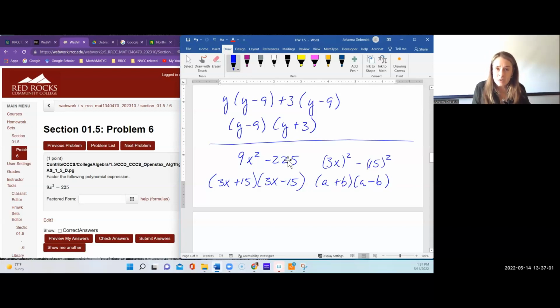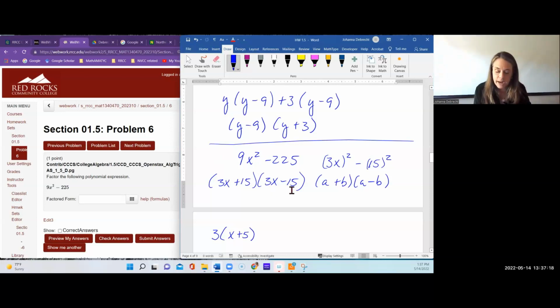Can I take it out now? Yes, but it's more difficult. I'll show you how to do it, then I'll redo it the proper way. Notice that 3x plus 15 has a common 3. I can take the 3 out of that, leaving behind x plus 5.